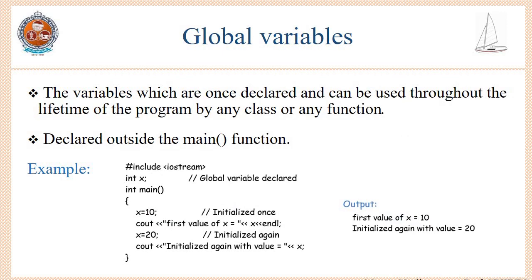And coming to global variables, they are those which, once declared, can be used throughout the lifetime of the program by any class or any function. They must be declared outside the main function. Once declared, they can be assigned different values at different times in the program lifetime. This is an example for global variables. Here I have declared x above the main. I have initialized the value as 10 and I'm printing the x value, so it prints 10, and after that I have assigned the value of x as 20 and it gives the output as 20. This is the output for that: first the value of x is 10, and then it is assigned the value 20.